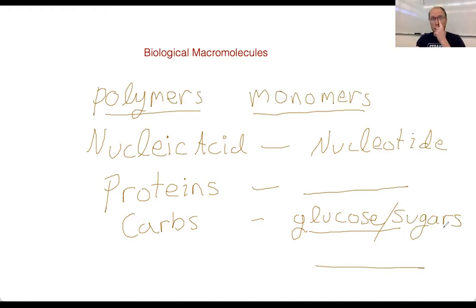Your body uses the glucose and sugars that you consume to make carbohydrates. Now, other living things such as plants will use other monomers, but they're all called saccharides. So again, the general term that you should probably write in your notes is saccharides. All carbohydrates are made out of saccharides, just like all proteins are made out of amino acids, and all nucleic acids are made out of nucleotides. I think that's all we need to say about polymers and monomers for this class. So let's go ahead and look at the specifics with carbs.